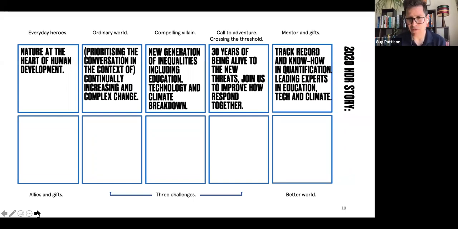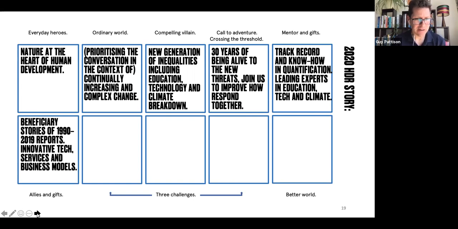We talked about your role as mentor and the gifts that you can give in terms of your track record and know-how and quantification, and using that to bring in allies and gifts. And I think there's a real opportunity to look back through 1990 to 2019 and find previous beneficiaries and elevate and celebrate them as allies, as well as bringing in innovative tech services, business models, people that are doing things differently in education and technology and climate to tackle human development.